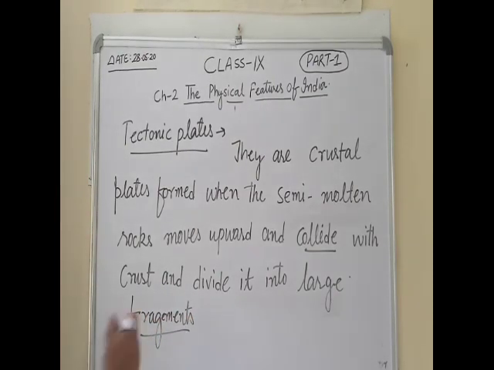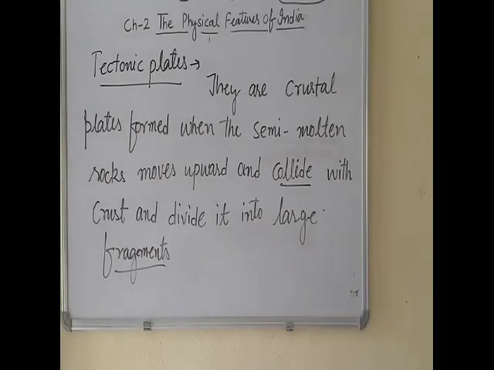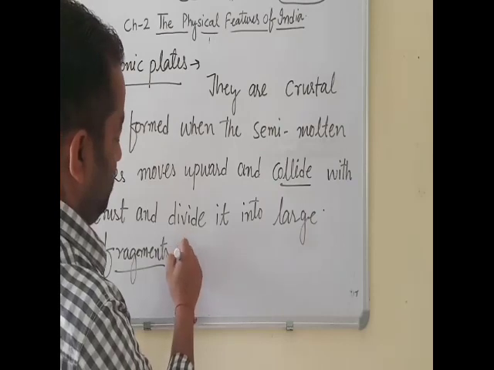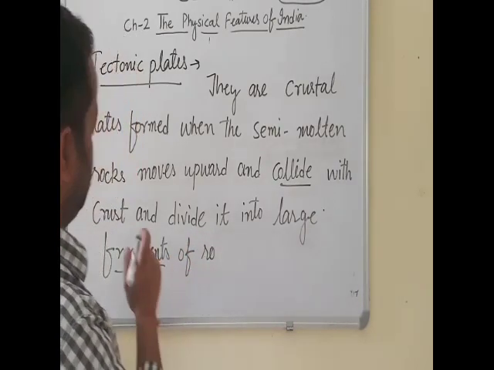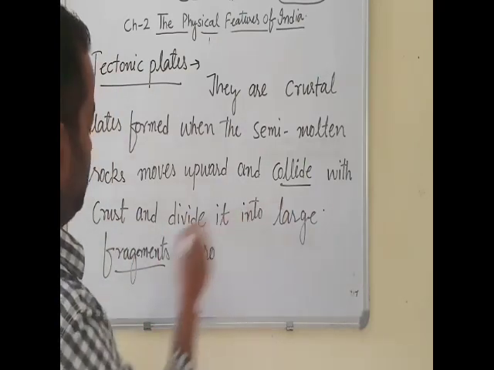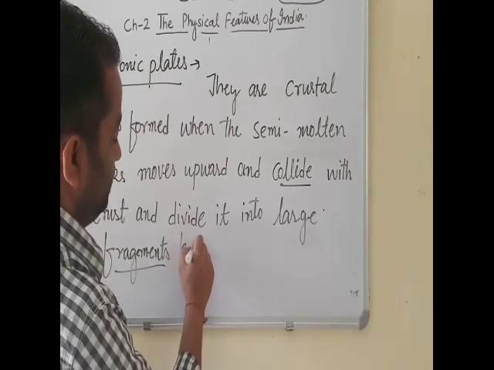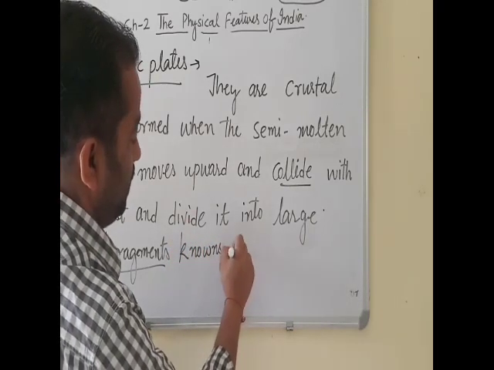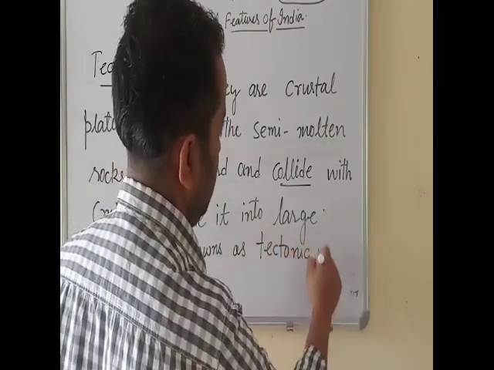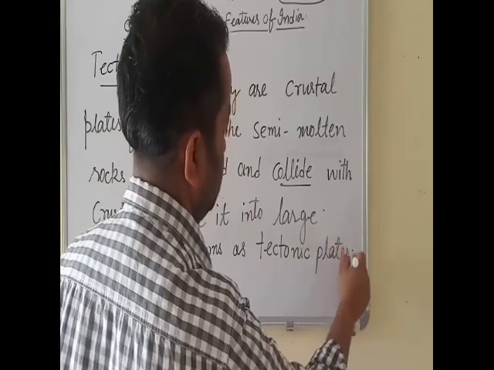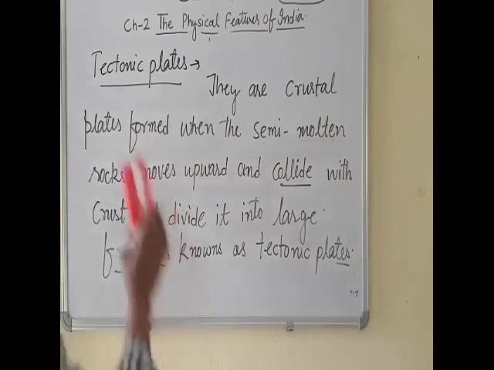फ्रेगमेंट्स क्या होता है, इसको आपने पढ़ा है जूनियर क्लास में. फ्रेगमेंट मीन्स पीसेस, सॉरी, फ्रेगमेंट्स ऑफ रॉक्स, crustal and divided it into large fragments, okay, known as tectonic plates. Okay, so this is a definition of tectonic plates.